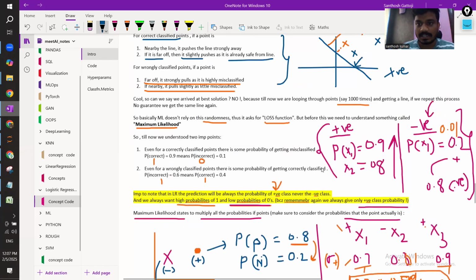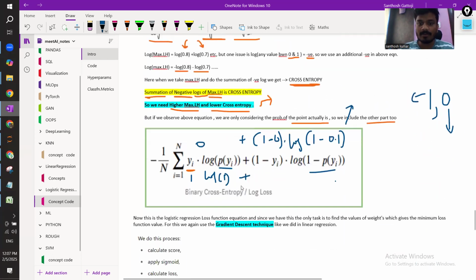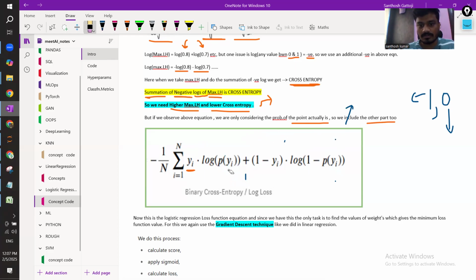We want the higher values for the correct class. It is getting implemented automatically. For positive, anyhow, it is taking the probability. For negative, you are doing 1 minus that. So both are mixed into one final equation. Clear? Perfect. So that's why this is the log loss, which is handling everything we studied from yesterday, all happening in just this one equation.